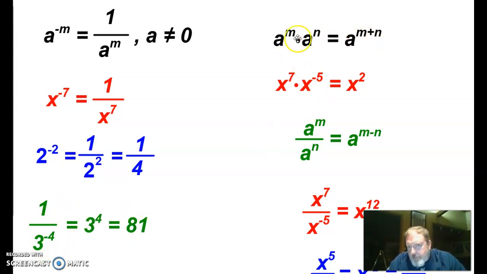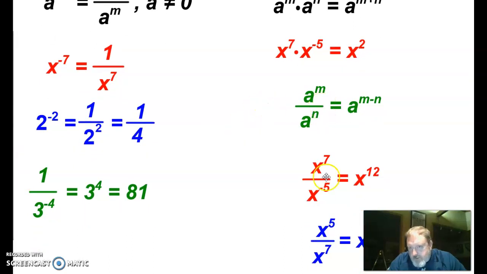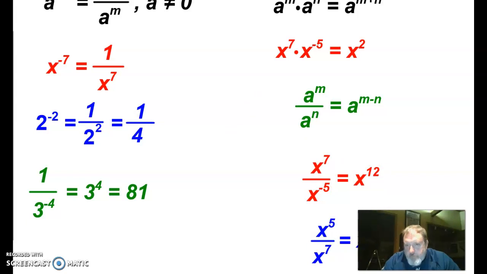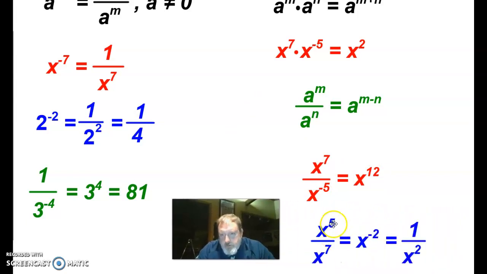Again, our previous property here is our product property. Still works with these negatives. So 7 plus negative 5 is x squared. Quotient property as well. We still subtract. So 7 minus negative 5 is x to the 12th. And our last one here, 5 minus 7 is negative 2. Again, I can't have a negative in my final answer. So 1 over x squared.